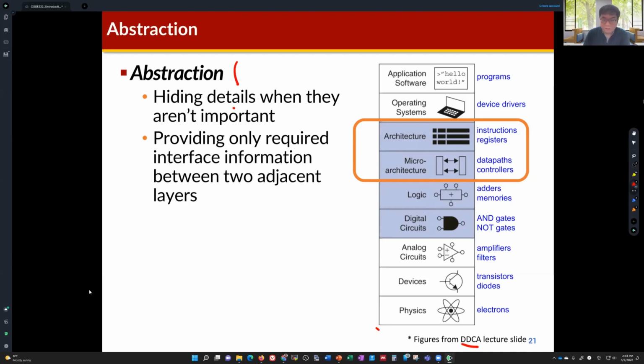That means the under layer is very complex to understand, but we just understand the required things. These required things are called the interfaces, and the interfaces are very, very simple compared to the inside of the layer.